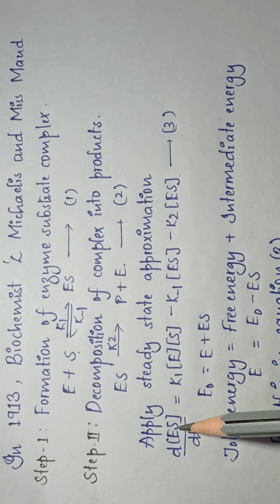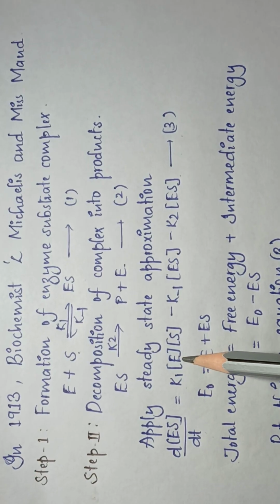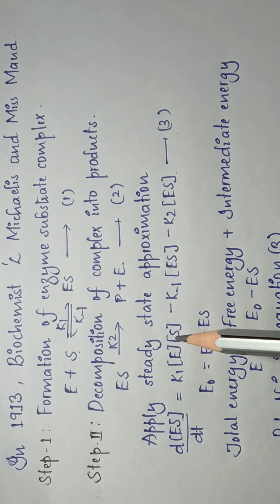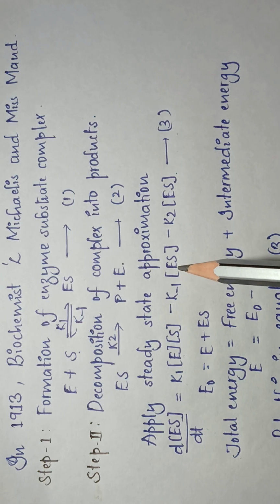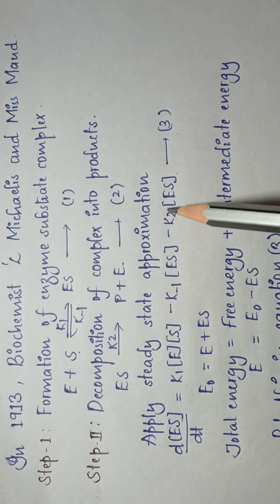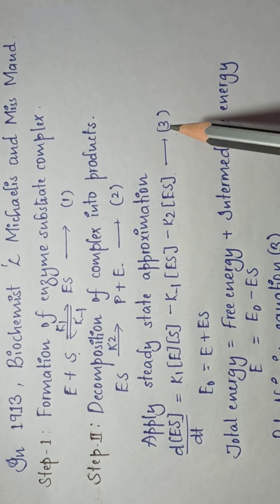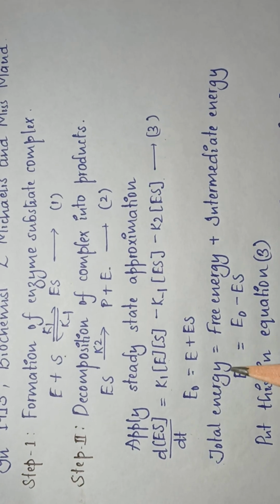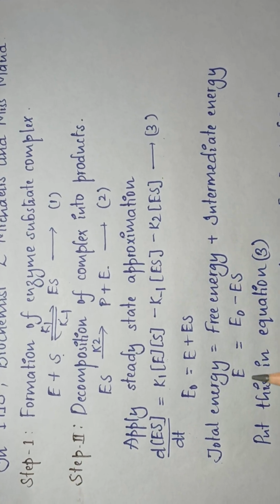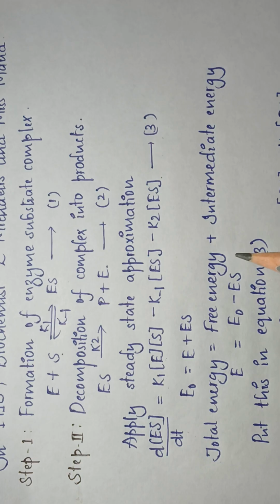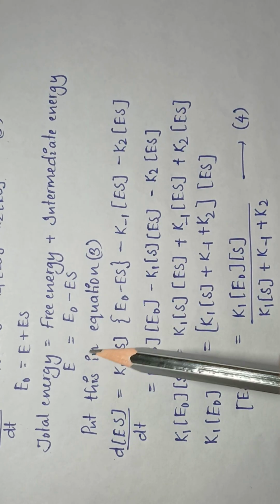d[ES]/dt is equal to k1[E][S] minus k-1[ES] minus k2[ES]. That is equation number 3. Here the total enzyme is equal to the free enzyme plus the intermediate, so [E] is equal to [E0] minus [ES]. Put this into equation 3.